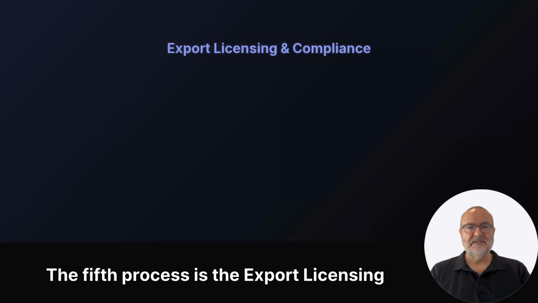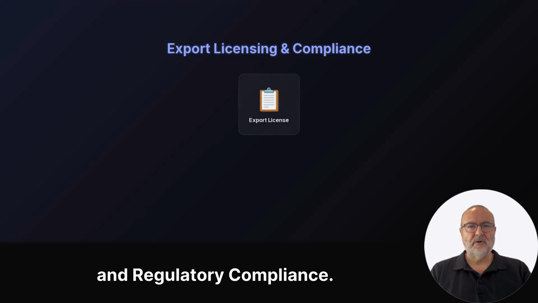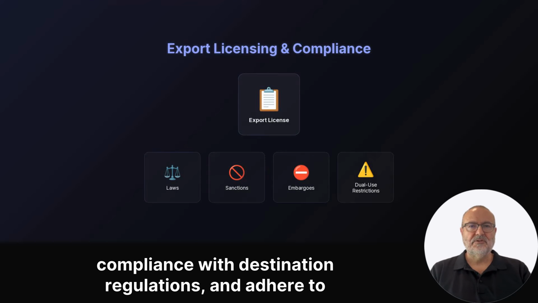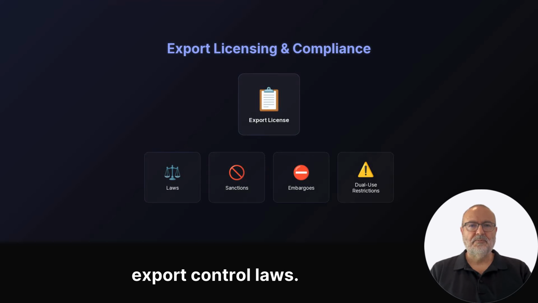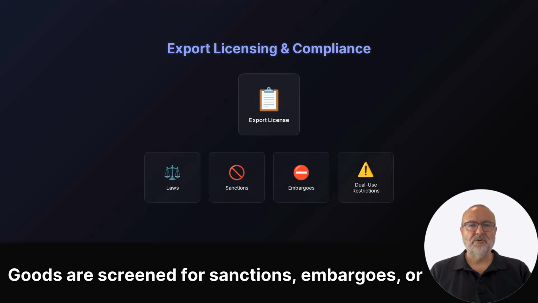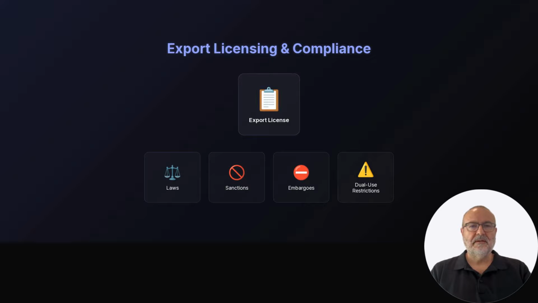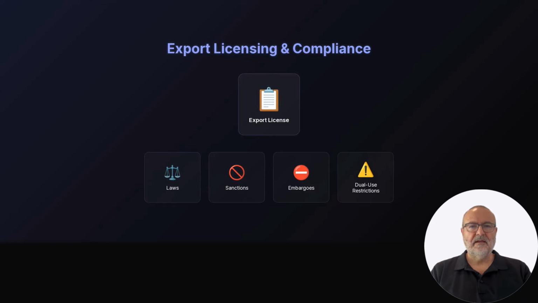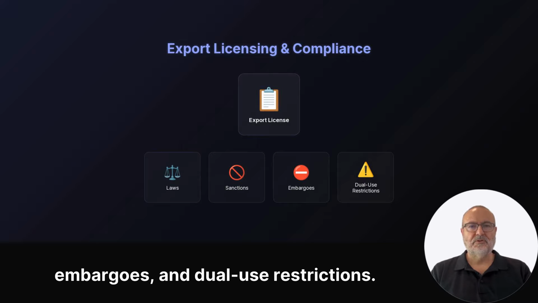The fifth process is the export licensing and regulatory compliance. Exporters must obtain necessary licenses, ensure product compliance with destination regulations, and adhere to export control laws. Goods are screened for sanctions, embargoes, or dual-use restrictions. Export licensing ensures compliance with laws, sanctions, embargoes, and dual-use restrictions.